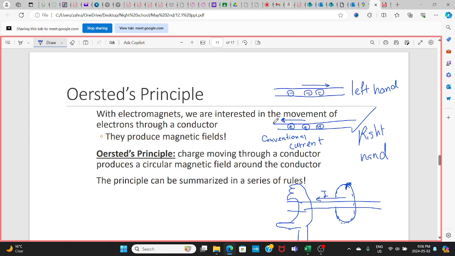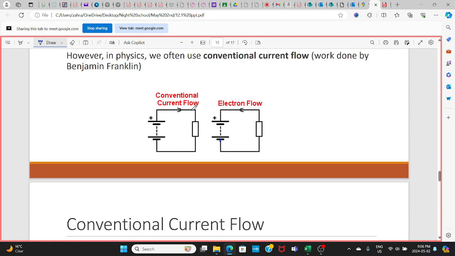And all of those systems that we're solving, we are assuming that the positive charge is moving. Conventional current is just from the positive, the higher voltage, to the lowest voltage, right? This is what you see in a circuit, assuming that the positive charges are moving.